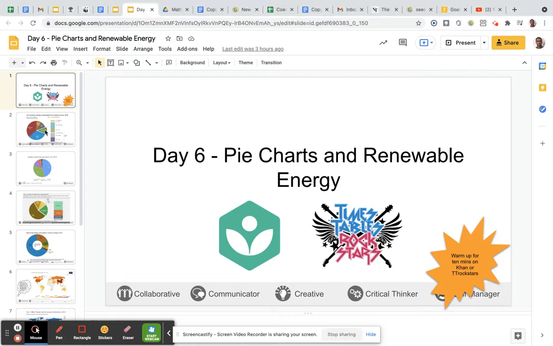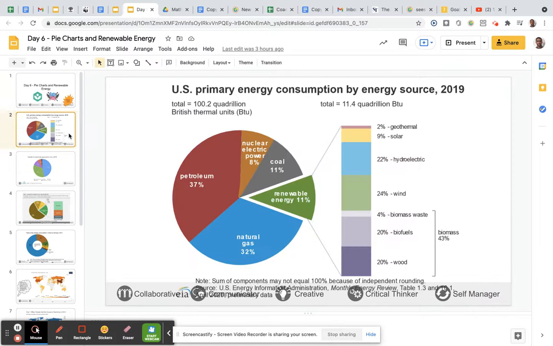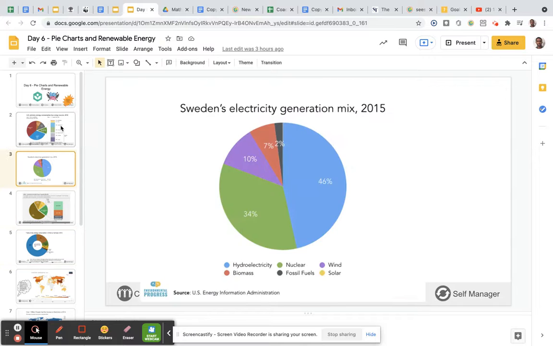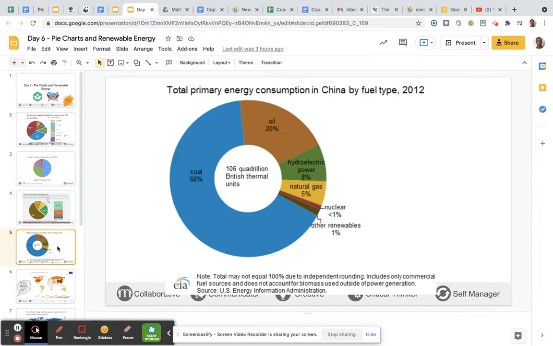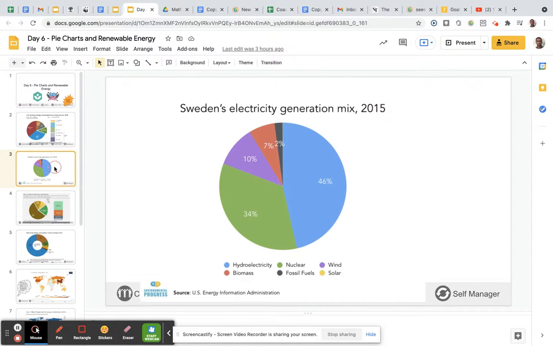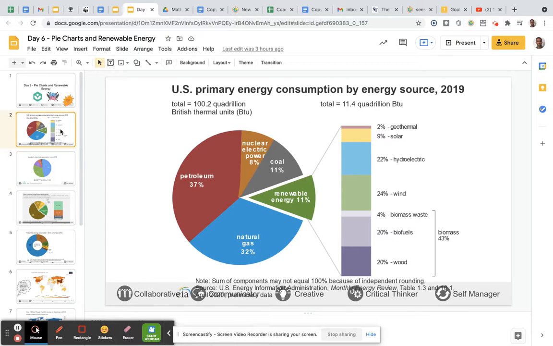So what you have here is a bunch of slides with data presented from different countries all over the world. The first 4 slides here are pie charts. What we'd like you to do is, again, with your notebook, take notes as you go through, pulling out information that you think is important here.